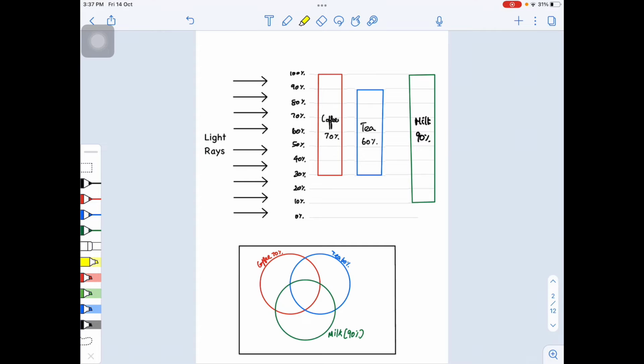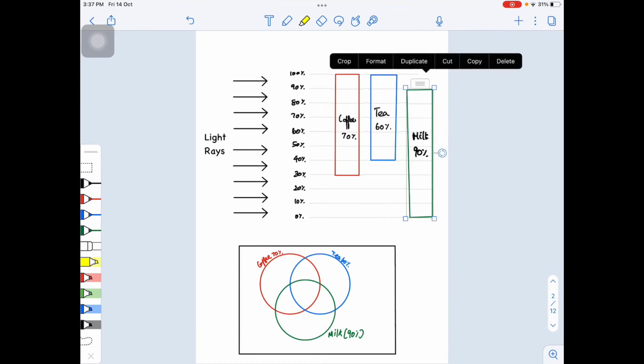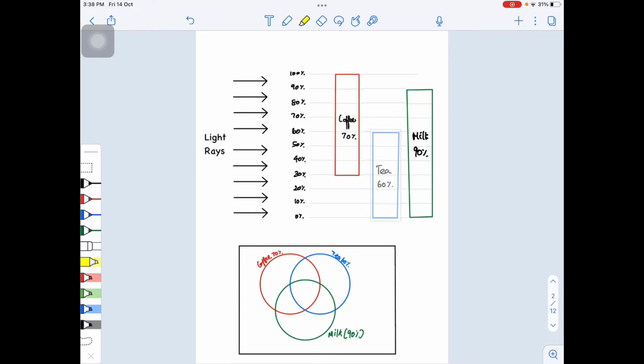There is a milk filter, a green filter, occupying 90% of the allowed region, and there is a coffee filter, a red filter, occupying 70% of the region, and there is a tea filter, or blue filter, occupying 60% of the region. Now I want to know the maximum overlap that all these three filters can have. Maximum overlap, right? Simple. All I need to do is push all the filters to one side, either to the top or to the bottom. If I push all the filters to the bottom side, what do I have?